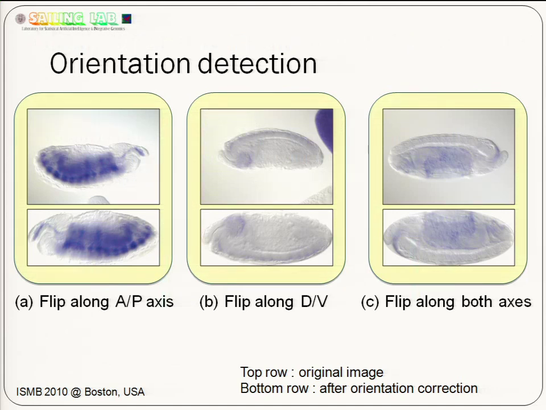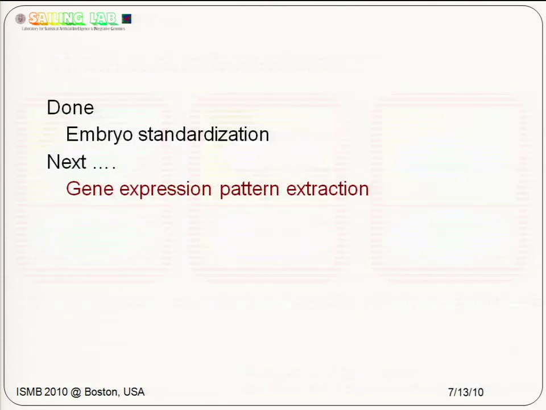The original image, the AP axis. In the second one, horizontal axis. In the third one, orientation of the original overall. And so, which are the bottom. And as you can see, that's really nice. So far, I talked about how the embryo standardization is done. Next, I'm going to talk about how gene expression pattern extraction is done.